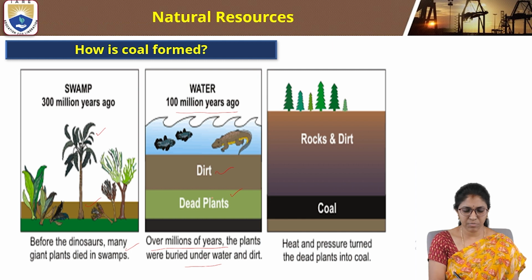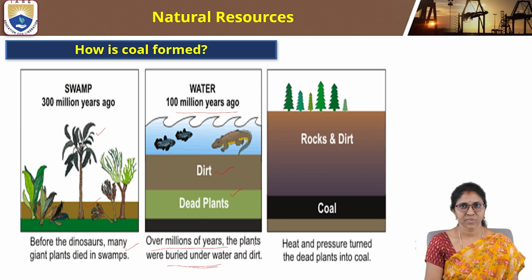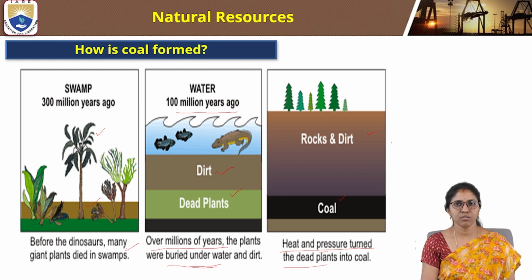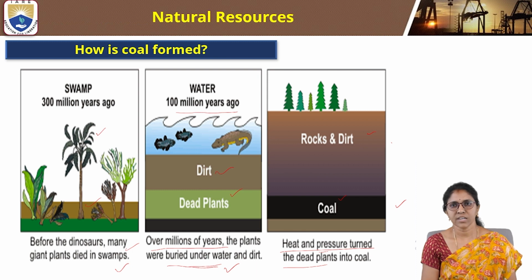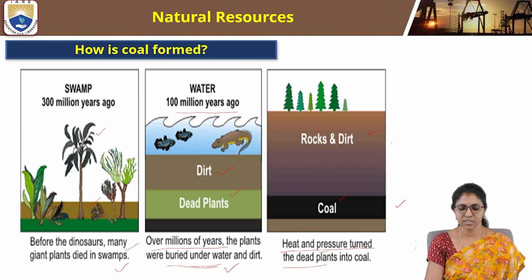The plants were buried under the water and dirt, in swamps and under rock. Then heat and pressure turned the dead plants into coal.